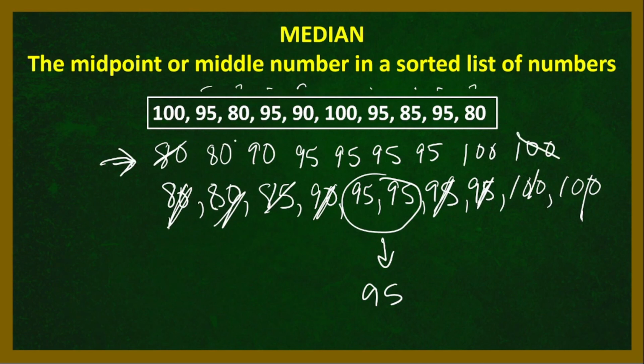I'll do that process again. Okay, scratching through them. Scratch through this 95 here and this 95 here. And as you can see here, with these 9 numbers, we're left with one number, and that's 95. So the median for this data set or list of numbers is still 95. All right, let's move on.